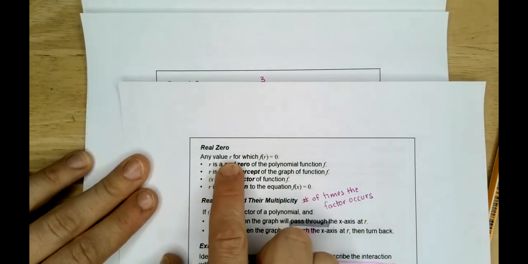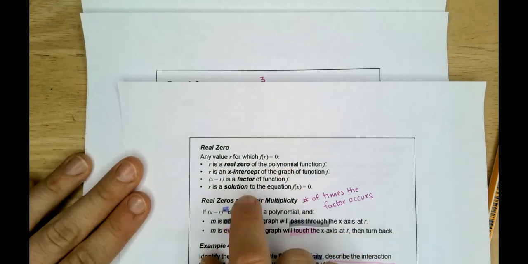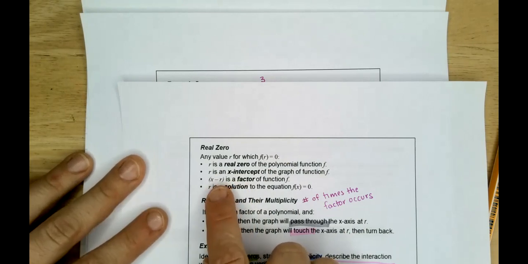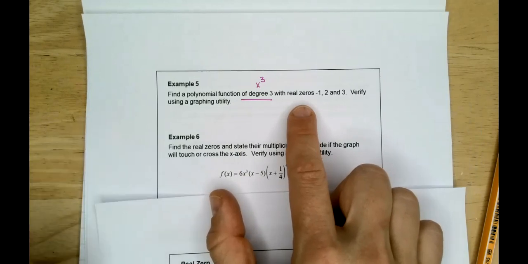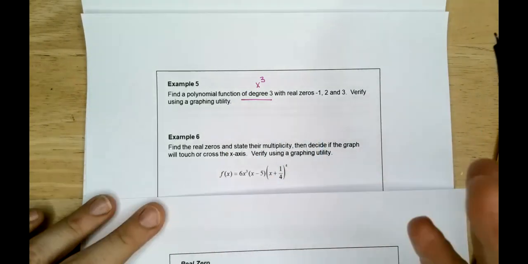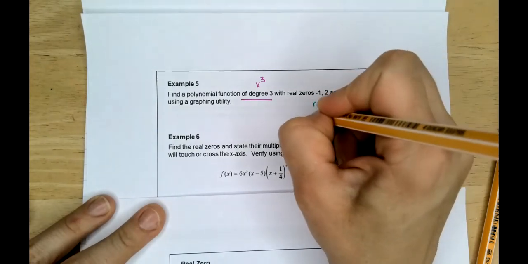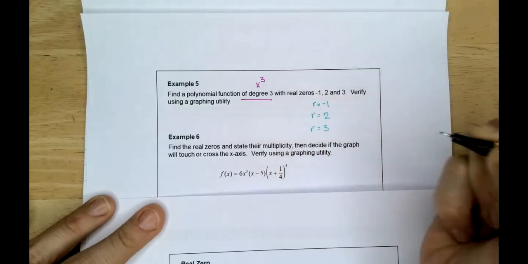A real zero is a value of r. It's also an x-intercept. And then if you take the negative of it and combine it with x, you get a factor. All right? The real zeros are -1, 2, and 3. Okay?